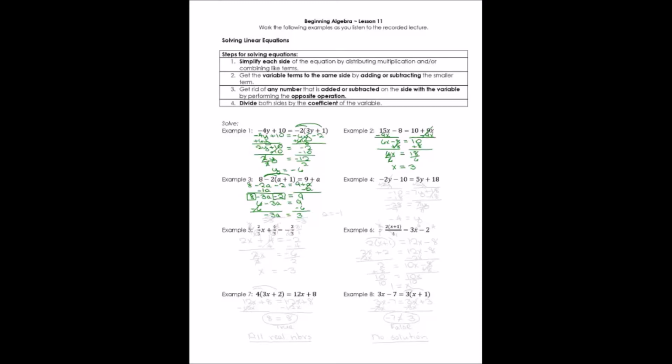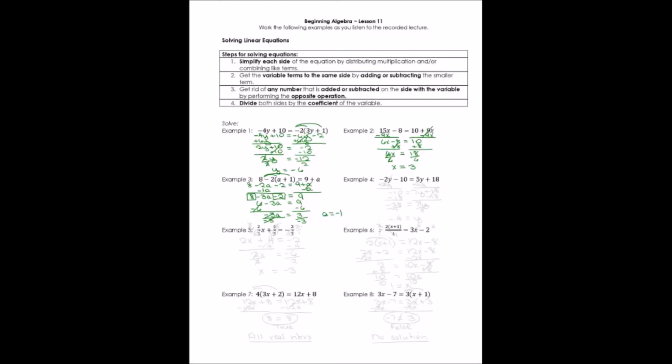We divide by the coefficient. Here's the part that's different. We divide by the negative 3. And that cancels. Those become a positive 1. And a, I'll have to write it over here, is now equal to 3 divided by negative 3, or negative 1.